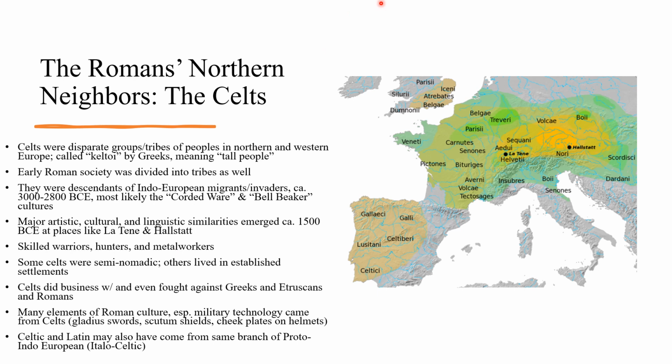So now we'll shift gears and we'll talk about the Romans' neighbors much further to the north, the Celts, or the Celtic peoples. So the Celts were not one single group. Rather, they were disparate groups or tribes of people who lived in northern and western Europe.